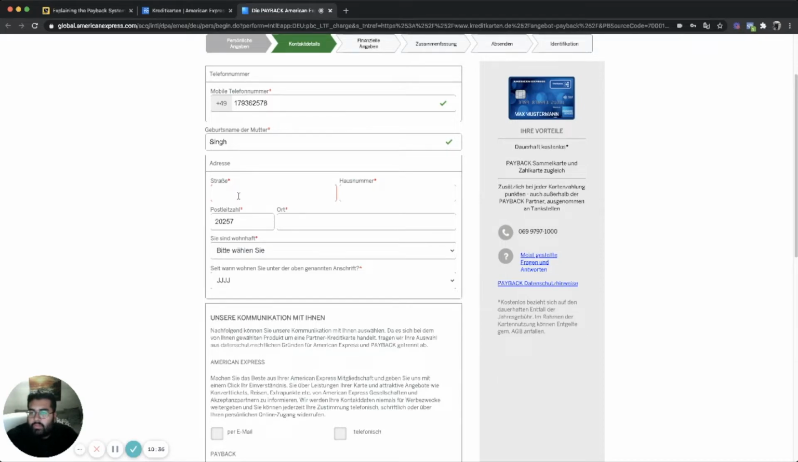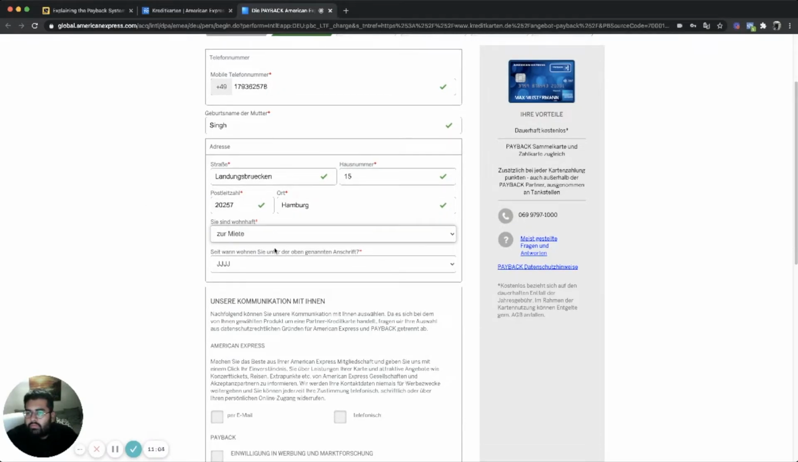So here you put inside some kind of street address and stuff. I'm going to put something like Landungsbrücken. It's a famous place there, 15. Then we put Hamburg. Sie sind wohnhaft. We take a look. So are you on rent? Are you having your own apartment or something else? If you have Sonstiges, that essentially means that, I don't know, maybe you're living with your parents or whatsoever. So you can put here zur Miete, which is like you're renting the particular place.